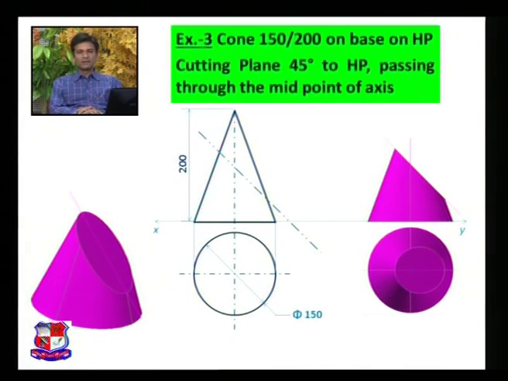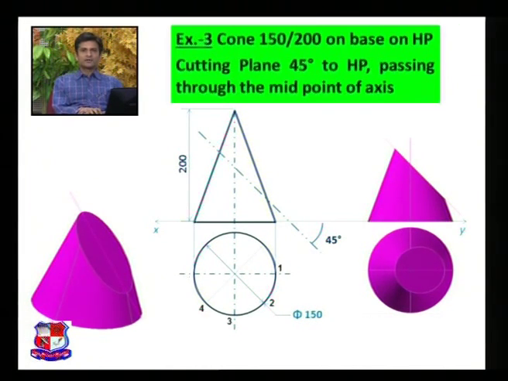Now draw a cutting plane line which makes an angle of 45 degree with horizontal plane, means XY line, and it passes through the midpoint of this axis. So this height is 200 mm. So at a height of 100 mm, mark a point over here, and from that point draw a cutting plane line at an angle of 45 degree with this XY line like this. Now next step is to find out the points of intersection.